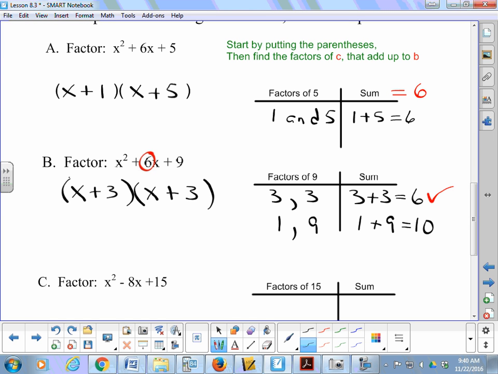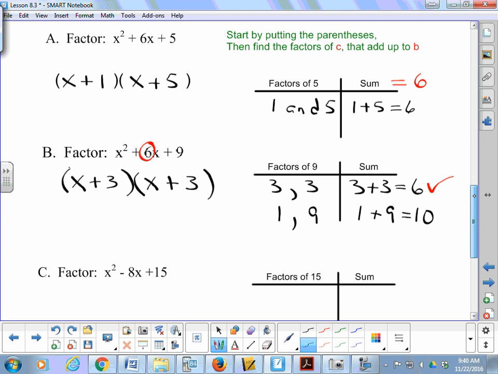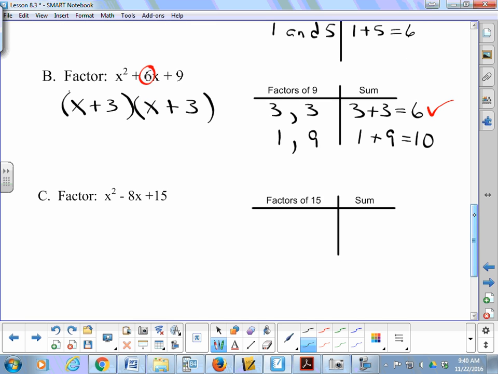All right, so we want the factors of the constant, which is c, that add up to the coefficient of x, which is b. All right. Factors of c that add up to b. Letter c down here then.